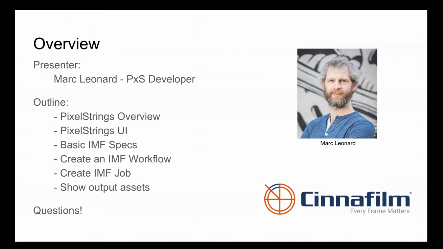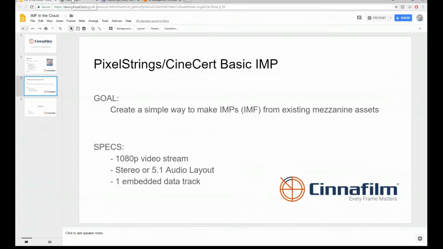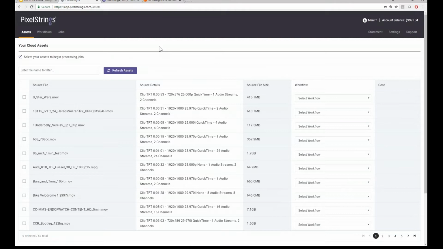Just to give you a quick overview of what we're going to be going over today, we're going to be going over what Pixelstrings is and how it functions, as well as how the web interface actually works. Then we're going to be talking about creating workflows, and specifically creating IMF workflows and what our basic IMF workflow entails. Then we are going to send through an IMF job, and I'll show you what those output files will look like from beginning to end. And then after that, I'll be taking questions.